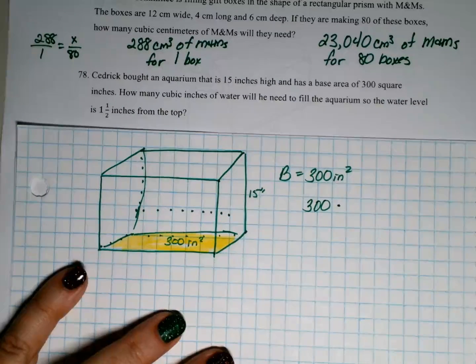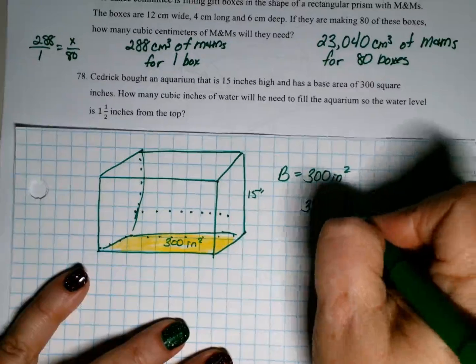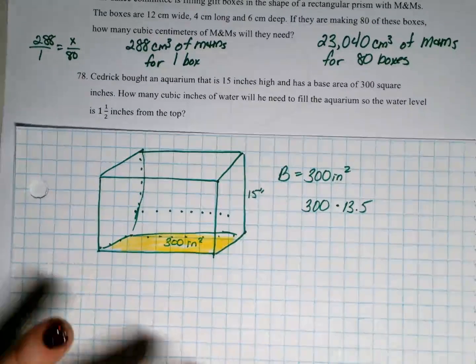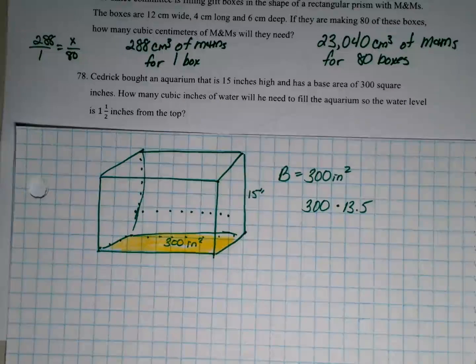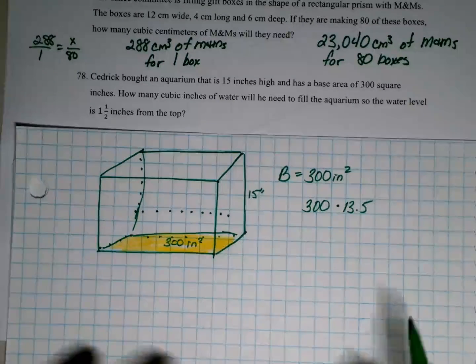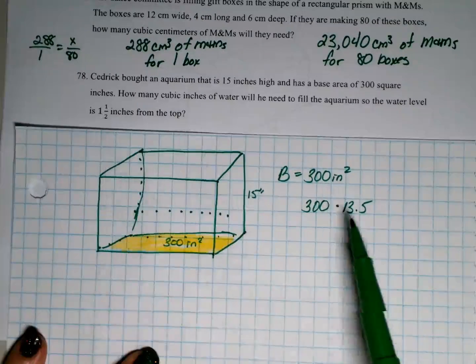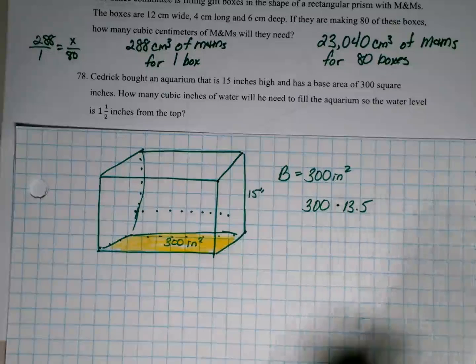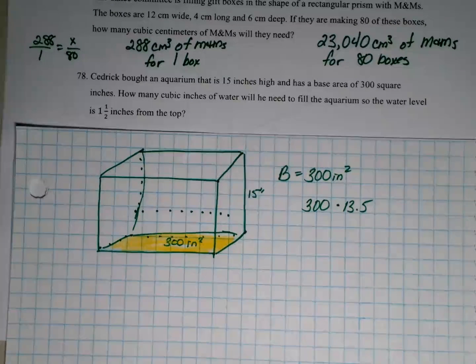times what? 13.5. They didn't ask us what the volume of the whole aquarium was. They said how much water if we're going to leave it 1.5 inches from the top. So we have to multiply 300 times 13.5. My fingers are not working today. 300 times 13.5. Woo, that's not right.